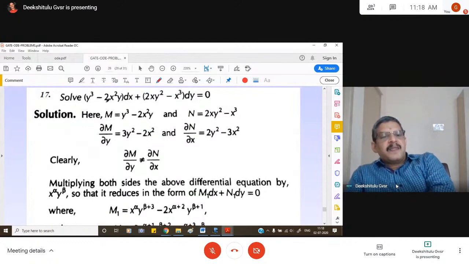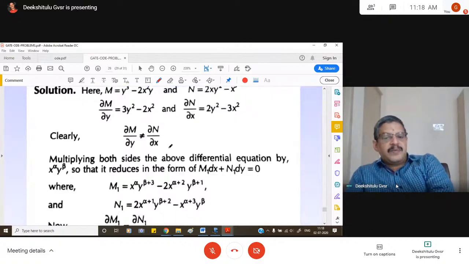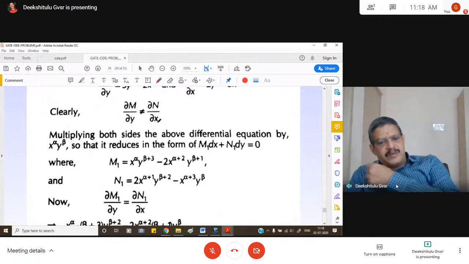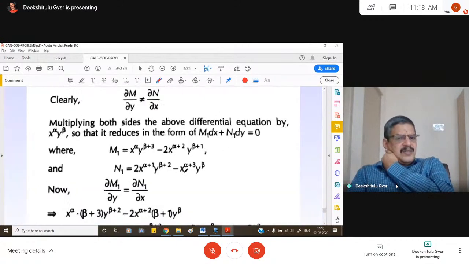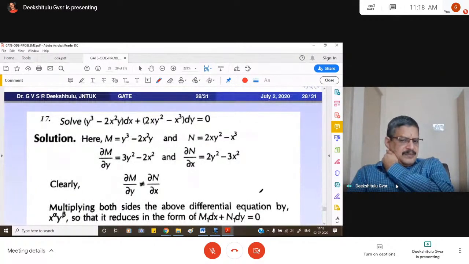So clearly, this is a homogeneous equation. Degree 3 here is 2 plus 1, 3. 1 plus 2, 3, 3. We have another method here, x^α y^β plus 3 minus so and so. But it's not necessary. You can solve this problem using this method.